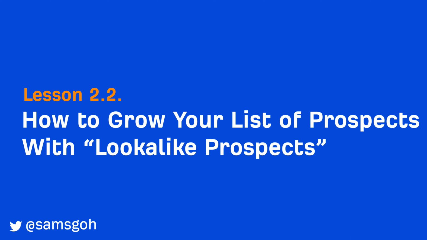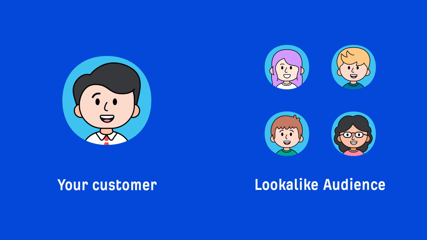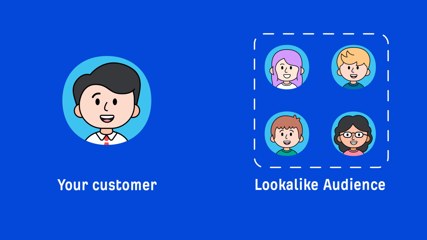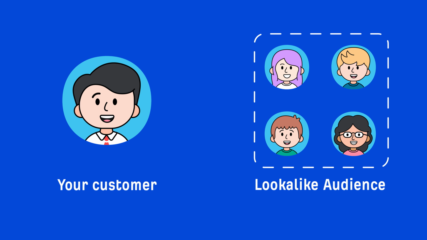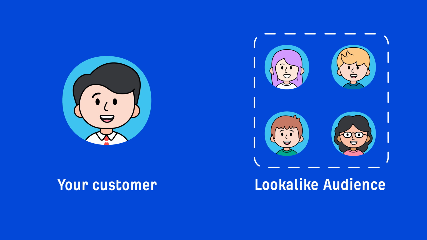In this lesson, we're going to talk about how to grow your list of prospects with lookalike prospects. The name lookalike prospects is inspired by lookalike audiences, which is commonly used in online advertising. If you're unfamiliar with lookalike audiences, ad platforms like Google and Facebook let you target people who are similar to an existing audience. For example, people that are like your customers or website visitors. By targeting these lookalike audiences, you're able to reach new people who are likely to be interested in your business because they share similar characteristics to your existing customers or website visitors.